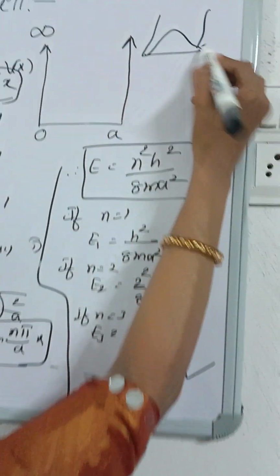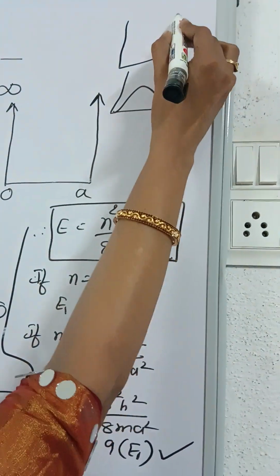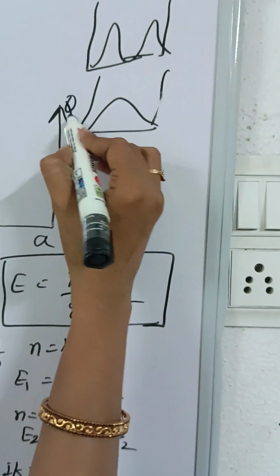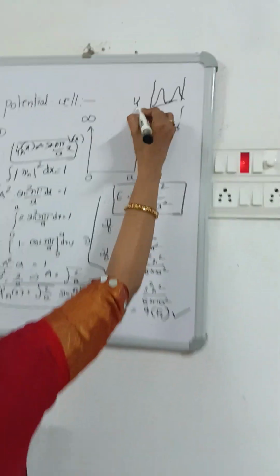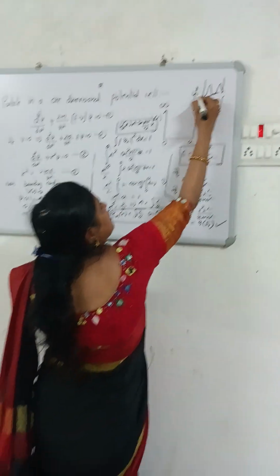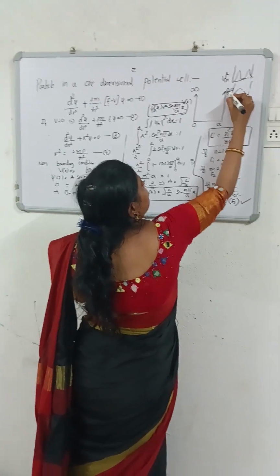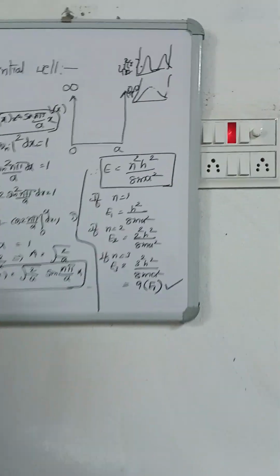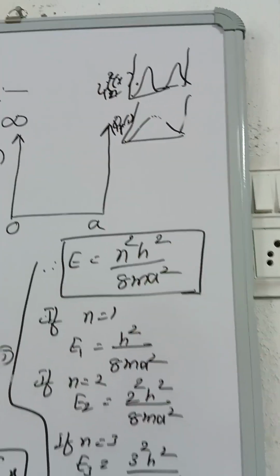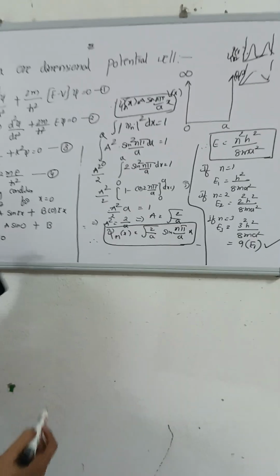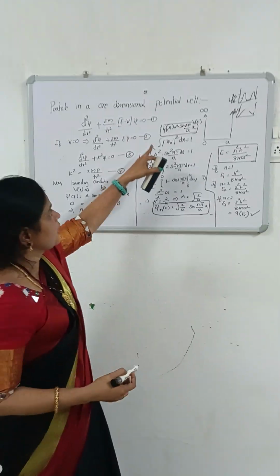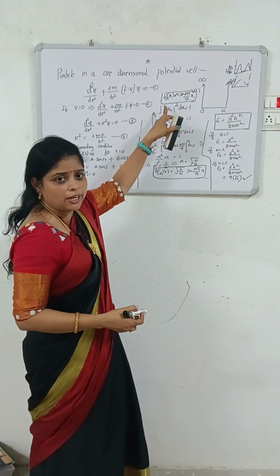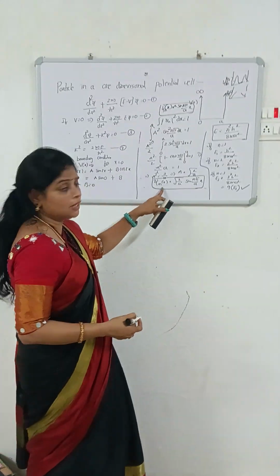Here, the probability density and the functions psi 1 of x and psi 2 of x. So in quantum mechanics, you can calculate the energy of the particle in a one-dimensional potential box, and the eigenfunction and eigenvalues.